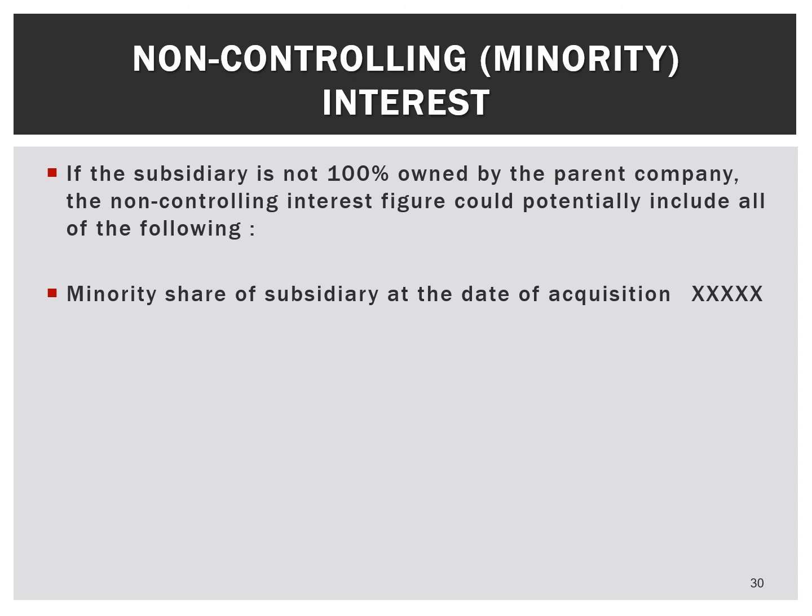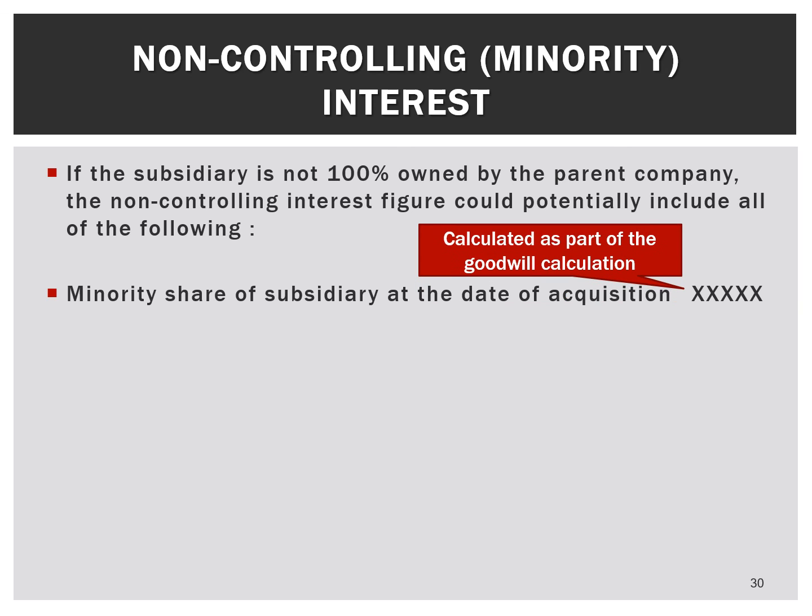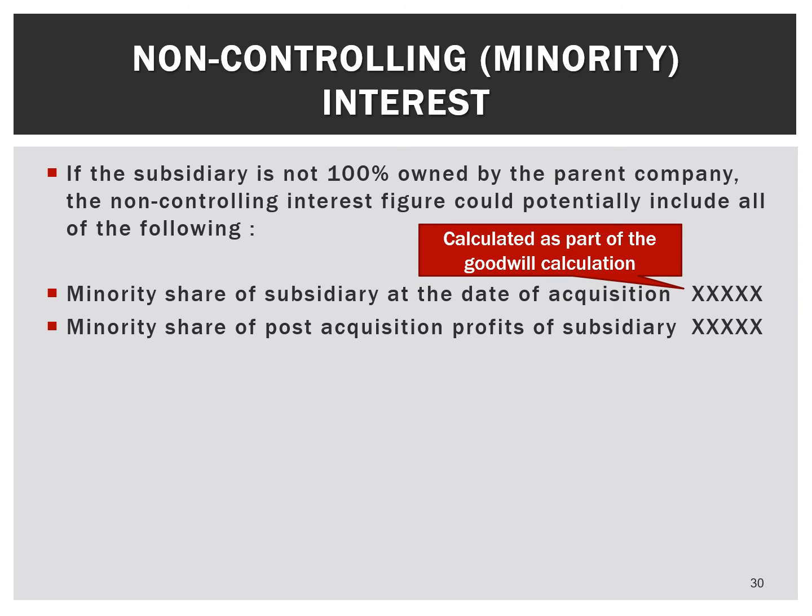So the minority share of the subsidiary at the date of acquisition, and we then add on to that the minority share of those post-acquisition profits. Remember the difference between current retained earnings and retained earnings at the date of acquisition, multiplied by whatever percentage the non-controlling shareholders have.